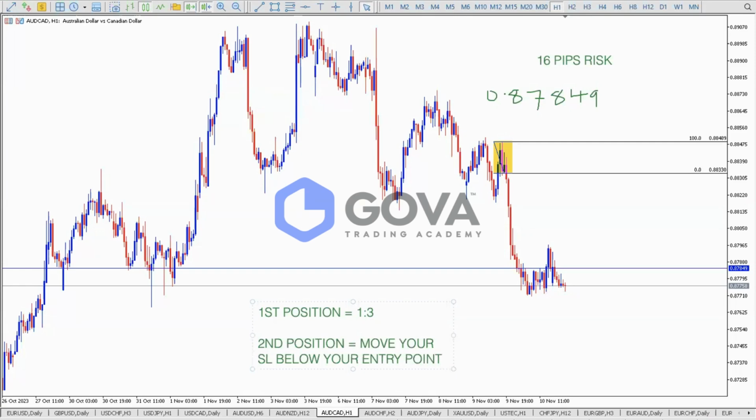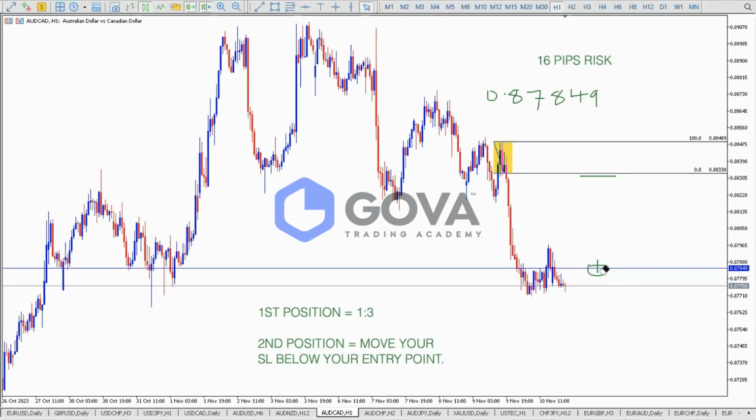Moving your stop loss below your entry point depends on whatever level you want to set it on. Some traders might choose to set their break-even trade. You can see this is the 1:3. Market price closed on 1:3 here on your first trade. Your first trade was closed here on 1:3.